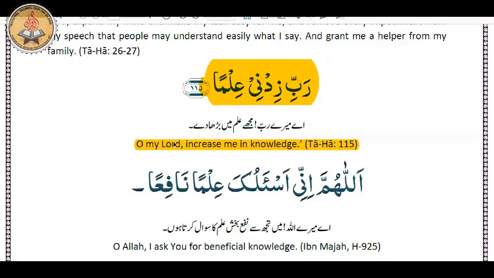Okay. And can you please read the translation for me at the bottom? Oh my Lord, increase me in knowledge. Excellent. And where's this from? Can you read the reference? Taha, verse number 115. Excellent. Okay, so this is Surah Taha in the Holy Quran, and it's verse 115. Okay, Jazakumullah for your help.